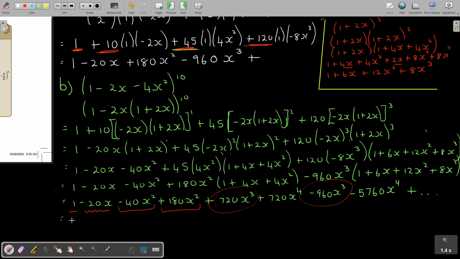So it's just going to be 1 minus 20x plus 140x squared, and then 720 minus 960, and it's minus 240x to the power 3, and plus because it's 1, 2, 3, 4 times.